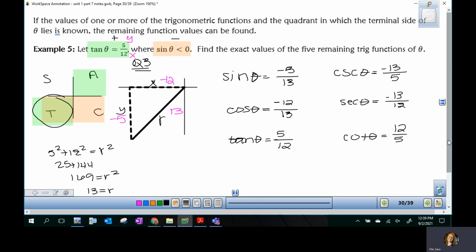Does that process make sense? It's very similar to examples 1 and 2, except for the beginning, where you have to figure out the quadrant and label the sides. But once you've got your triangle drawn and labeled, you're doing the Pythagorean theorem and then setting up your trig ratios.